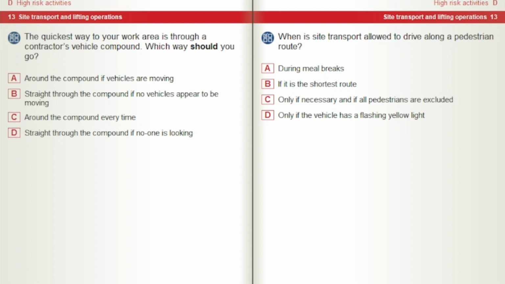When is site transport allowed to drive along a pedestrian route? During meal breaks. If it is the shortest route. Only if necessary and if all pedestrians are excluded. Only if the vehicle has a flashing yellow light.